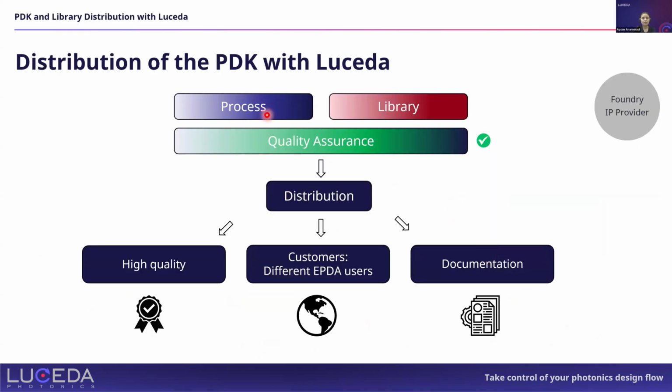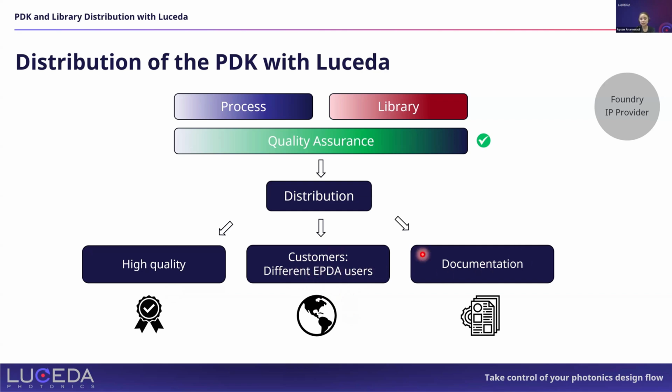So now the process is being developed, a library is being developed. The foundry and the library developers need to make sure that the quality of their libraries is maintained, and then they can decide to distribute it. For the distribution, it is also very important to maintain that high quality. And also, when the PDK is developed within Luceda platform, it doesn't mean that all the customers should use Luceda platform to design their circuits. So I will go through this again in a few slides.